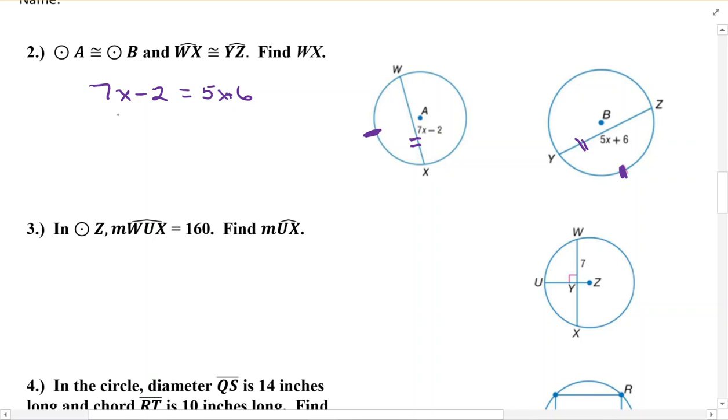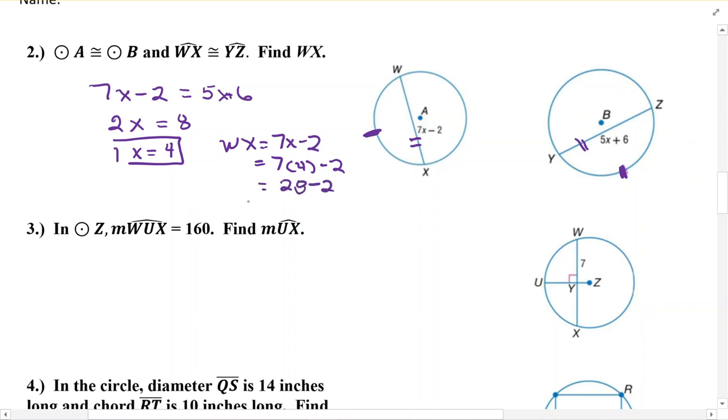Subtract 5x from both sides. I would have 2x. Add 2 to both sides. I would have 8. Divide both sides by 2. I have x equals 4. And I want to find WX. So WX is 7x minus 2, which is 7 times 4 minus 2. 7 times 4 is 28. So that's 28 minus 2. So WX is 26.